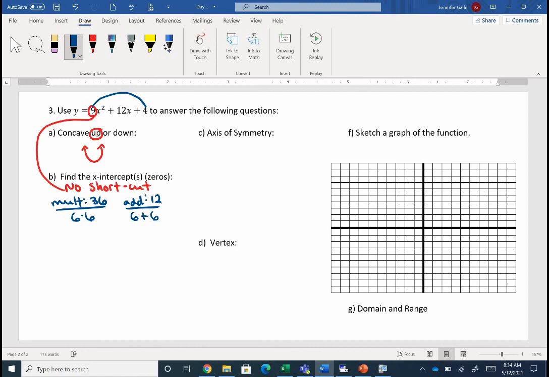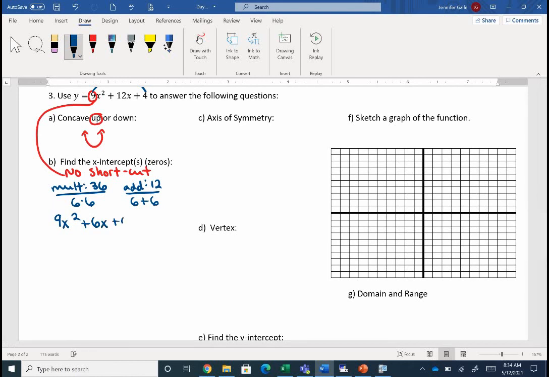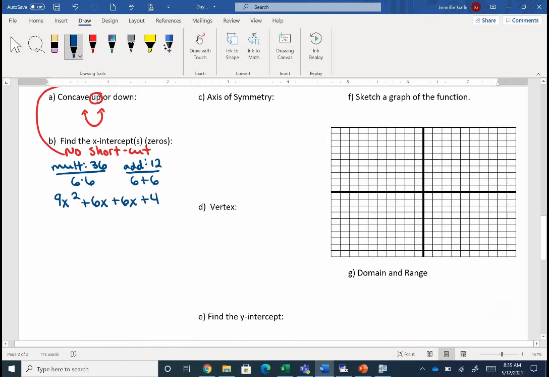So then here's where we have to take those 6's we found and use them to split apart the 12x that's in the middle. Nothing else changes. I still have 9x squared and I still have my 4. A couple of classes ago, we refreshed on this and you guys made the choice if you liked the parentheses or if you liked the boxes. Either way, we'll get the same exact thing.